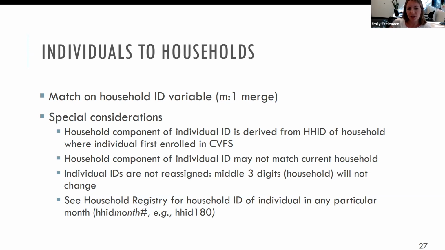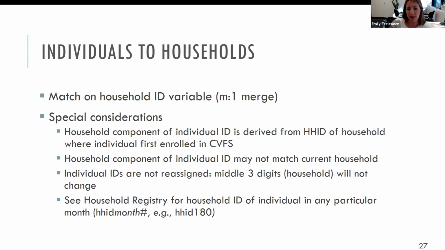And there are some specific considerations for this type of merge in CVFS. First, the household component of an individual ID is derived from the household where that individual was first enrolled. So this household component of the ID may not match that individual's current household because individual IDs are not reassigned over time. So the user should check the household registry for the current household ID of a given individual in a given month. This can be done in the registry using the variable HHID month. For example, at month 180, a user could look at the variable HHID 180 to find the household ID for a specific individual in month 180.